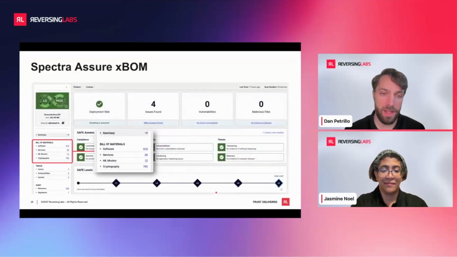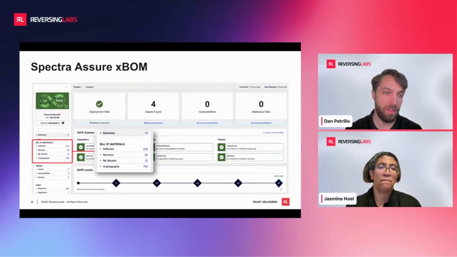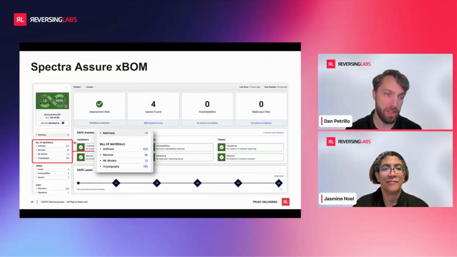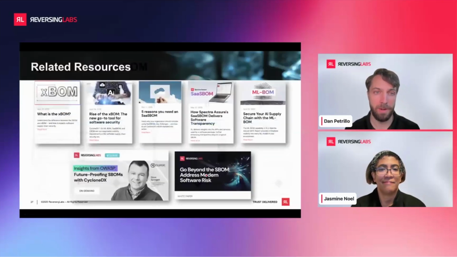Within our product at ReversingLabs Spectra Assure, you can see all those bills of materials easily. This is the homepage, the sample summary. It tells you exactly what's present in your software from a risk perspective, but it also can give you that full bill of materials. So you can click in and look at the software, services, ML models, or cryptographic elements that might be present and get a complete understanding of what's there.